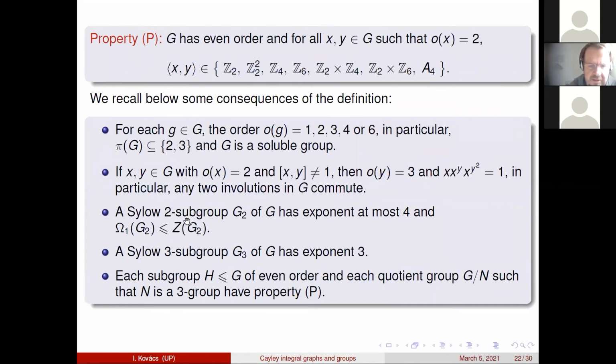We also had this condition that the Sylow 2-subgroup, because it's in the family, should satisfy this condition. So the group generated by involutions must be contained in the center. The Sylow 3-subgroup should have exponent 3. You can also prove that the groups with property P are closed with respect to taking quotients, just using property P. You don't need a graph for that. So these are the basic properties which we are going to use in the proof.